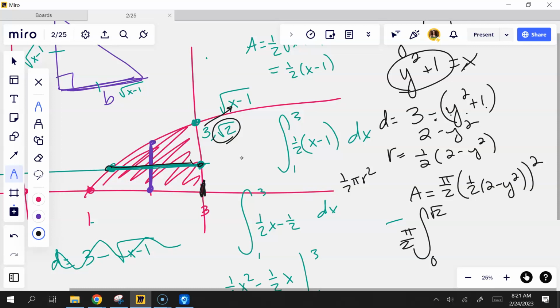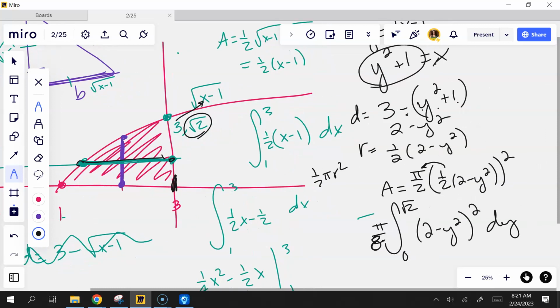I might even make that 4 times 2, 8, and take that outside too. That would be 1/4 times pi over 2, which would be an 8. And then inside have 2 minus y squared, squared. I had to square it first and then multiply it.